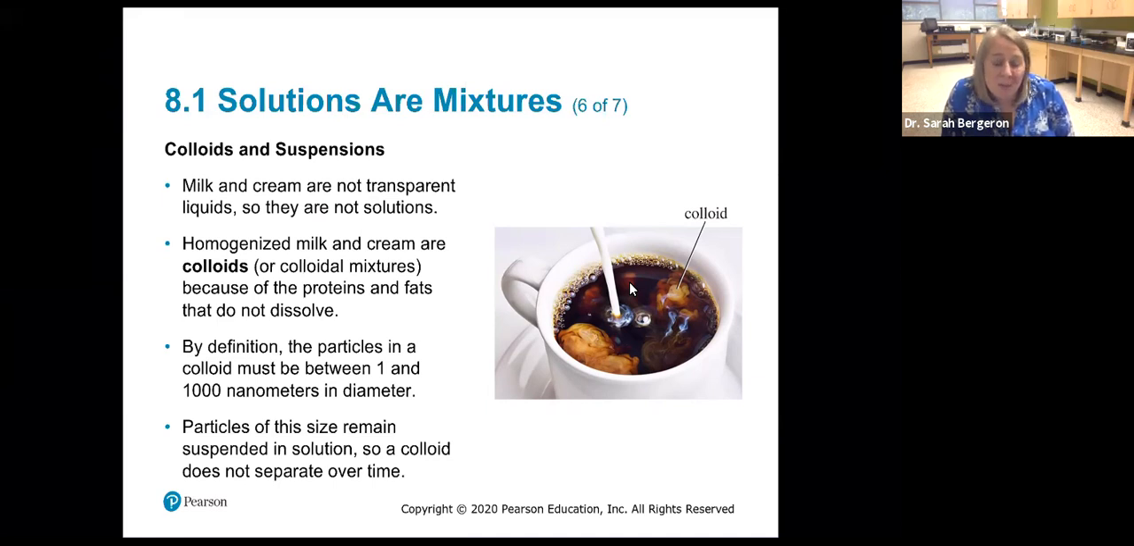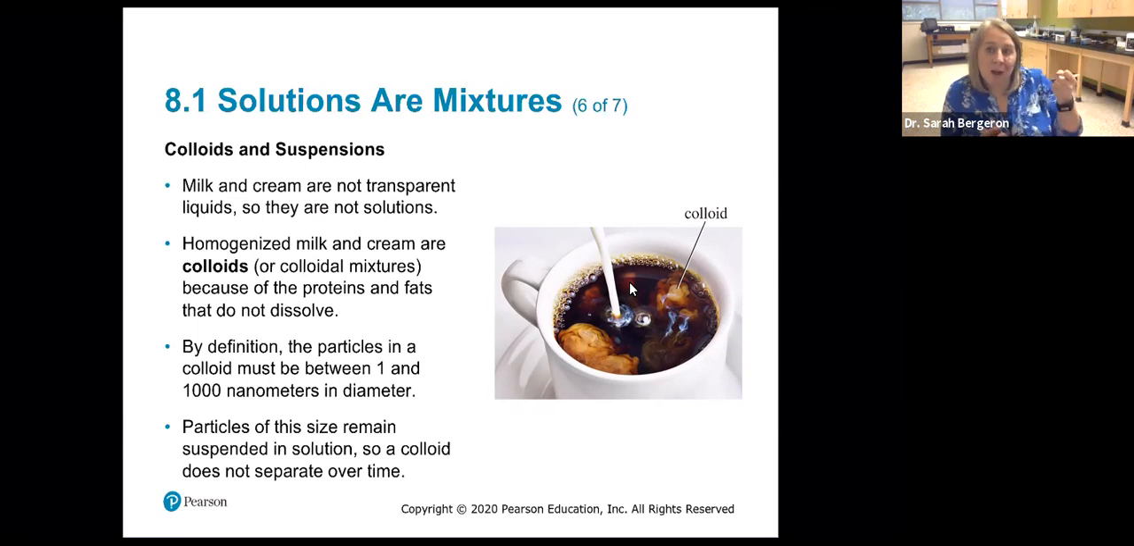So we know inside of milk, we have proteins and we have fats that just don't dissolve. They don't have the properties required to mix with the water, and so they don't dissolve. So homogenized, which means that it's been mixed, milk is a colloid because the proteins and the fats don't dissolve. They're distributed, but they don't dissolve. The particle sizes are small enough that they don't settle.